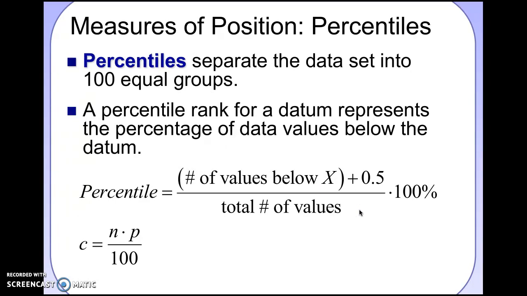Percentiles separate the data into 100 equal groups. A percentile rank for a datum represents the percentage of data values below that datum. So percentiles are the positions used in educational and health-related fields to indicate a position of the individual in a group. So if any of you have ever gone to the doctor's office and they've talked about your percentile in weight or height, that is a measure of trying to compare you to other people on that particular values.